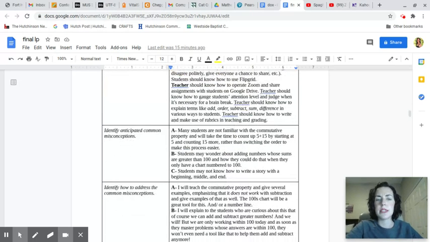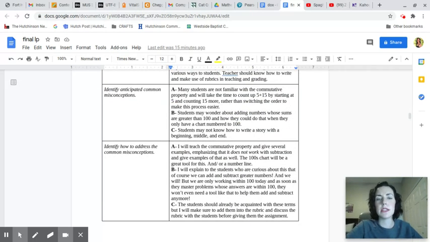Some misconceptions that students may have: students are not familiar with the commutative property, and will take the time to count up 5 plus 15 by starting at 5 and counting 15 more rather than switching the order. Of course, I would counter that by teaching them this property and giving several examples.